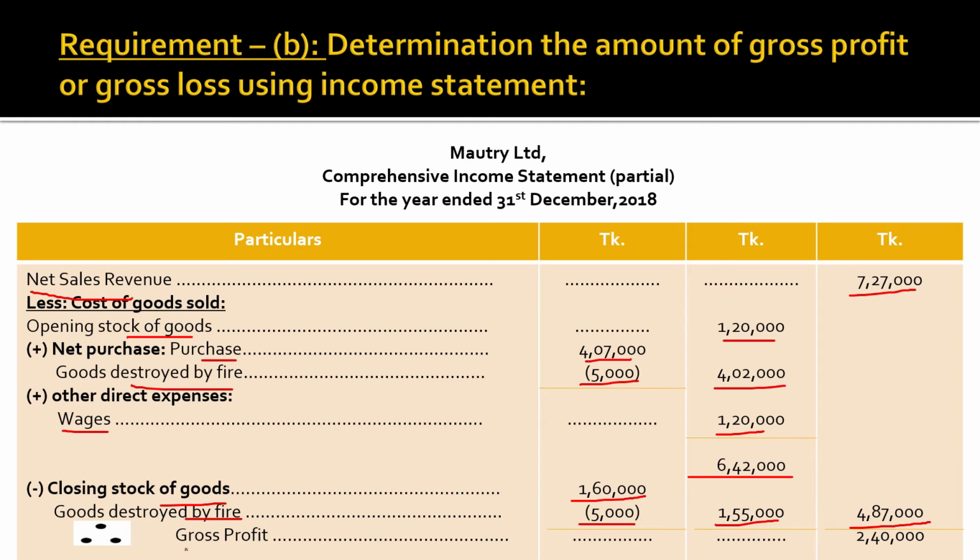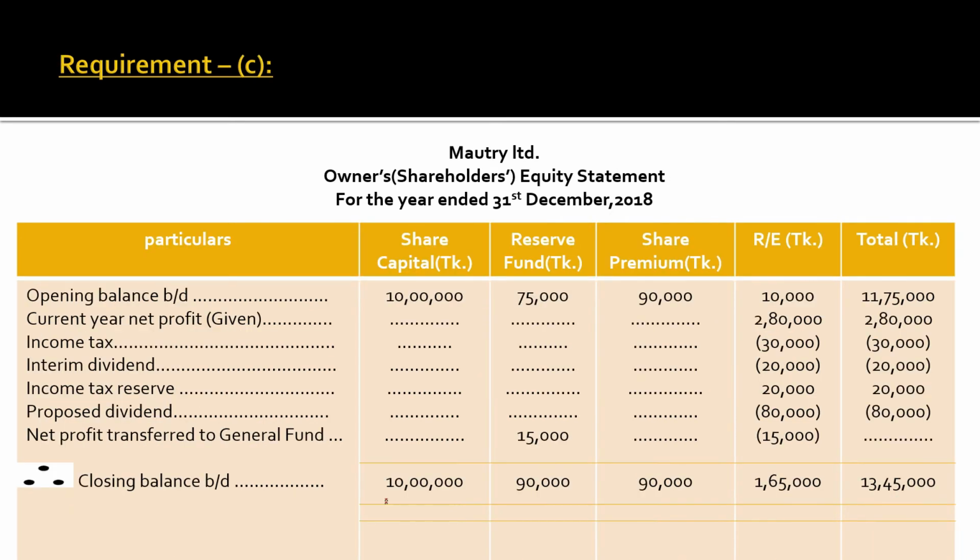Now 7,27,000 taka minus 4,87,000 taka. So gross profit 2,40,000 taka. Now requirement C, that is preparation of owner's equity statement or shareholders equity statement.